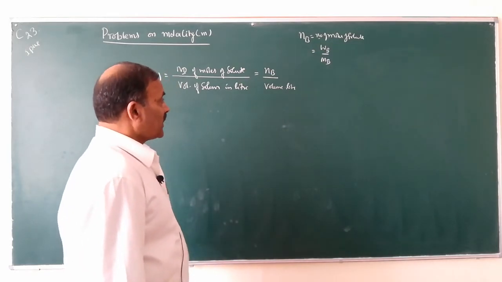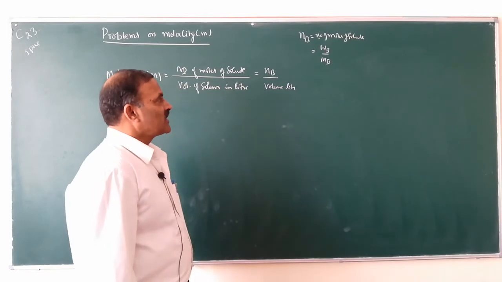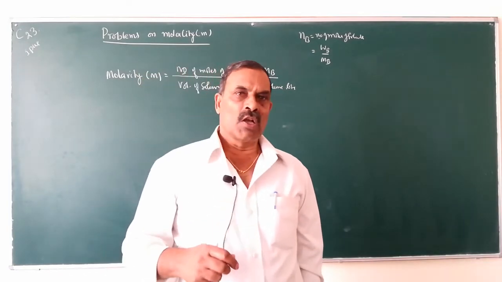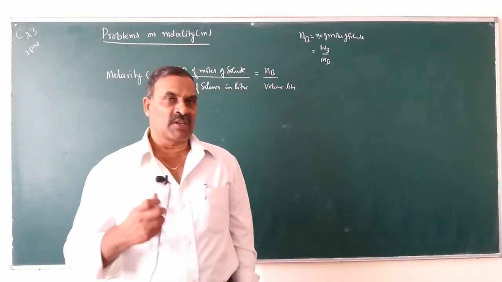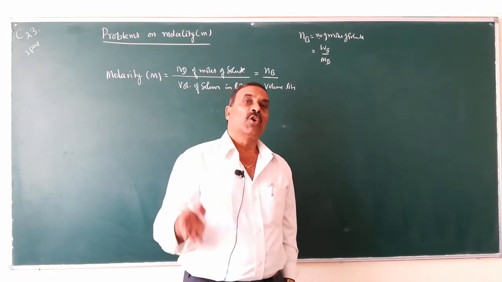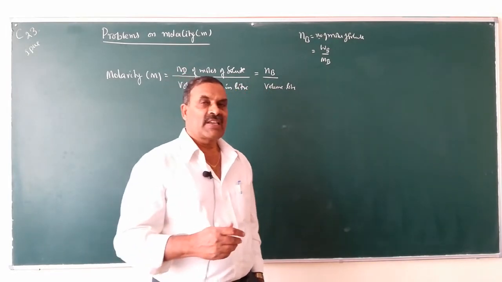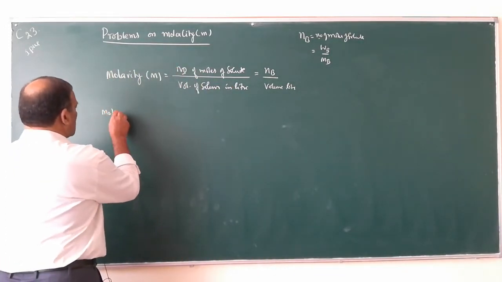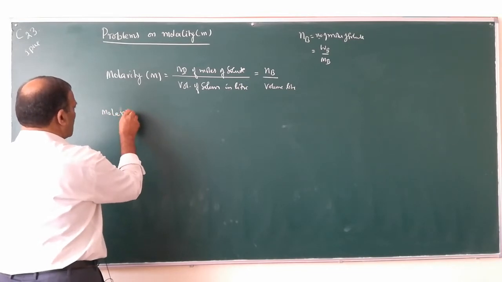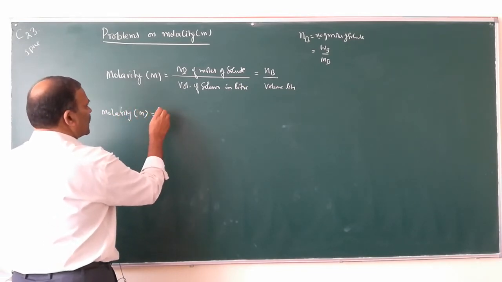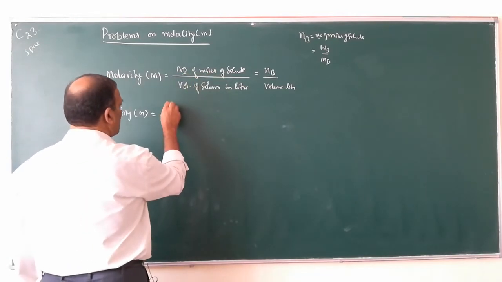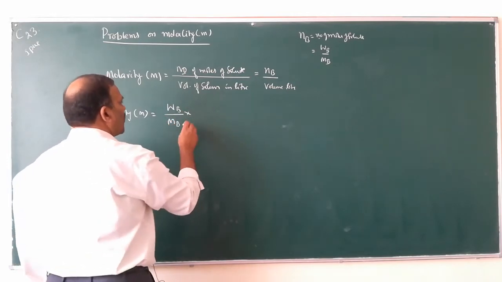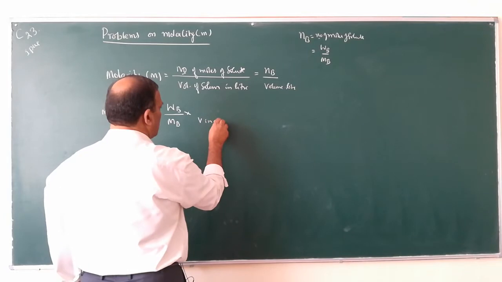So, in laboratories, volume of the solution is given in ml or in cc, centimeter cube. If it is given in ml or in centimeter cube, that should be converted into liter by dividing it by 1000. Therefore, we can also use this formula. So, molarity M equals number of moles of solute, that is WB over MB, into volume of solution in centimeter cube.